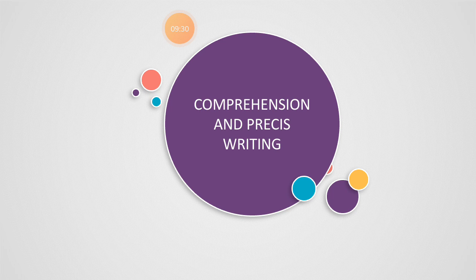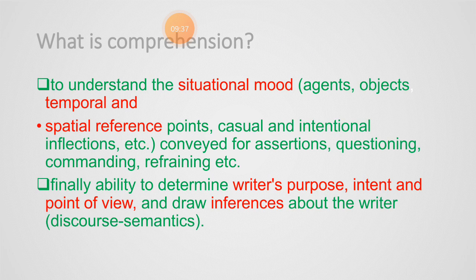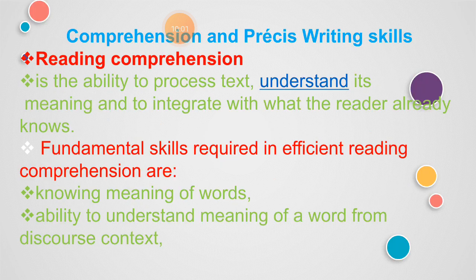That was all about the transitive and intransitive verbs. Let's start the next topic, that is comprehension and precis writing skills. What is comprehension? Comprehension is to understand the situational mood, agents, objects, temporal and spatial references, points, causal and intentional inflections, conveyed for assertion, questioning, commanding, refraining, etc. Final ability to determine writer's purpose, intent and point of view, and draw inferences about the writer's discourse semantics.